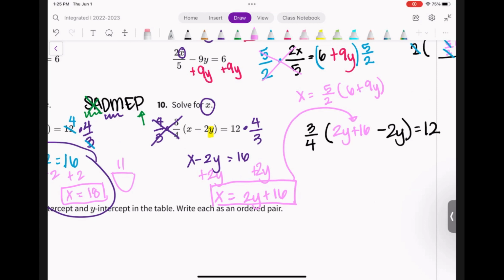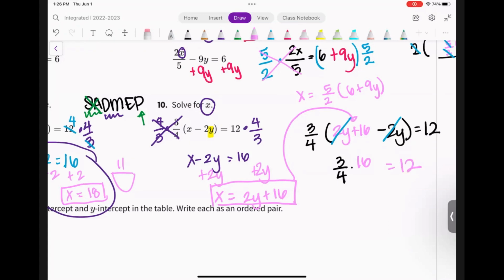So you're still plugging in. Before I plugged in on the calculator because it would calculate for me. The calculator is not going to calculate this for me. Does anybody see anything you could do? Yeah. So say it again. Hey, Ms. Johnson. Is 2y minus 2y 0? Yes. Okay, so let's just write the rest of it then. So then we have 3/4 times 16 equals to 12, right?